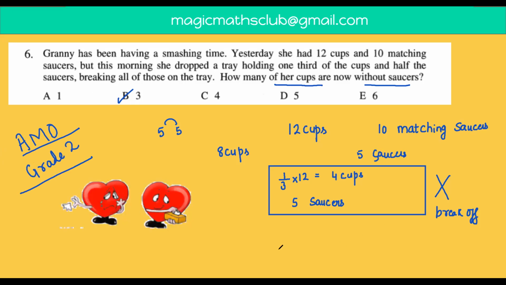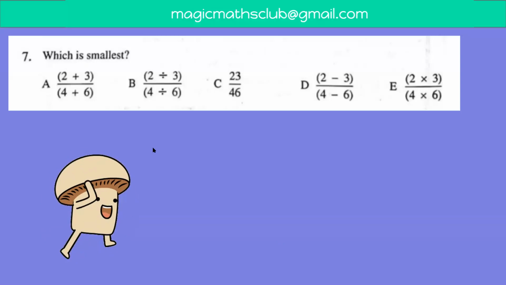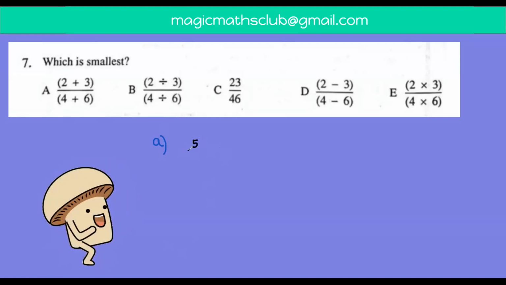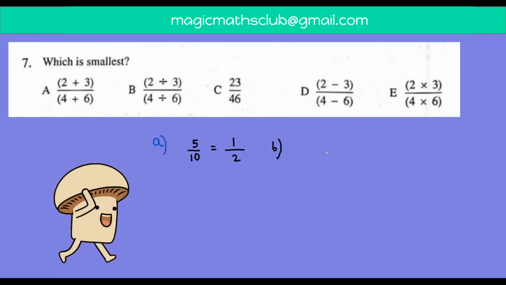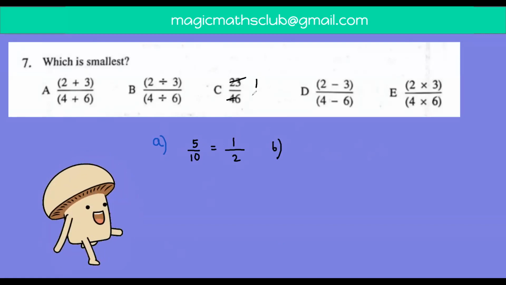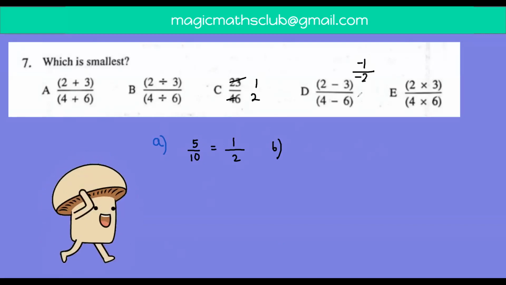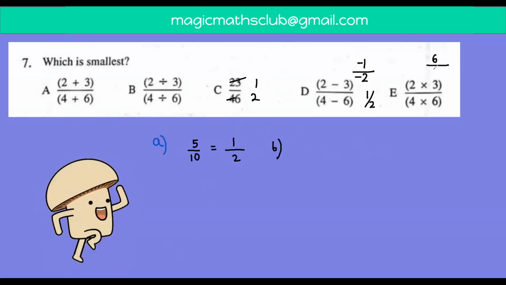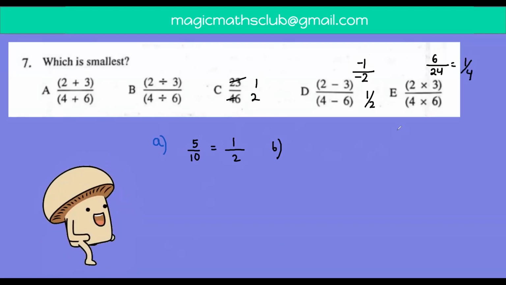So let's try another question. Now see this question when you try to figure it out. Part A is what? Part A is just 5 by 10. So how much did you get? Half. B is what? So let's figure this one. C is again half. If you go by B, this is minus 1 by minus 2. This is again half. And this is 6 by 24. This gives you 1 by 4. They are asking about the smallest value.